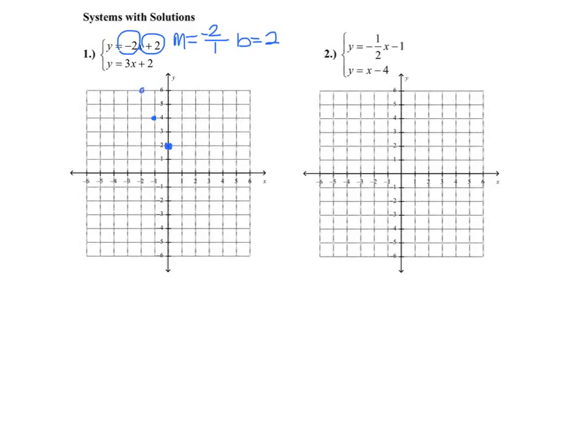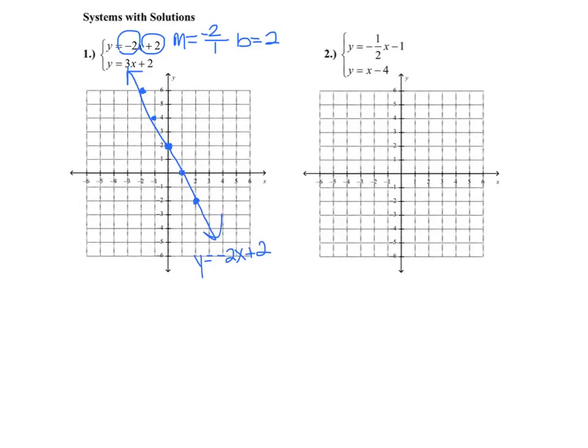You want to make multiple coordinates, multiple points here. Let's also go down 1, 2 over 1. And let's go down one more, 1, 2 over 1. Now we're going to draw our line. And you want to label it y equals negative 2x plus 2.